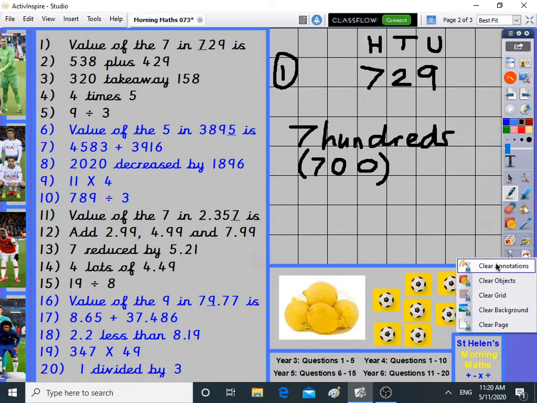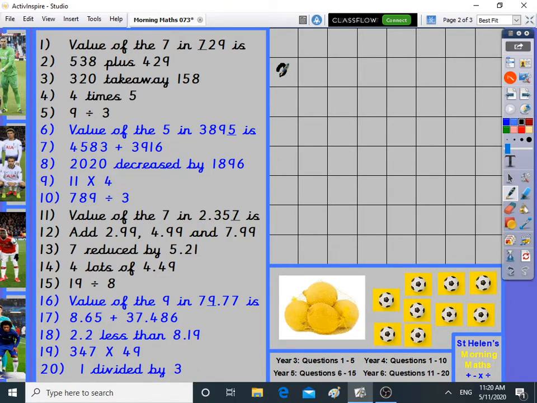If you're ready. This is plus. It says the word plus, which is, of course, add. 538 plus 429, both 3-digit numbers. Copy them carefully. Let's check I copied them right.